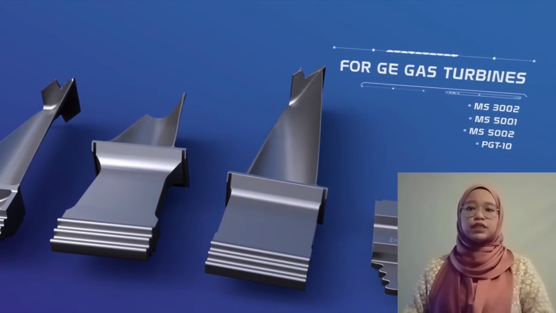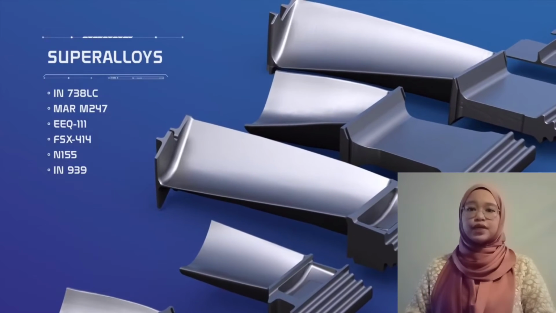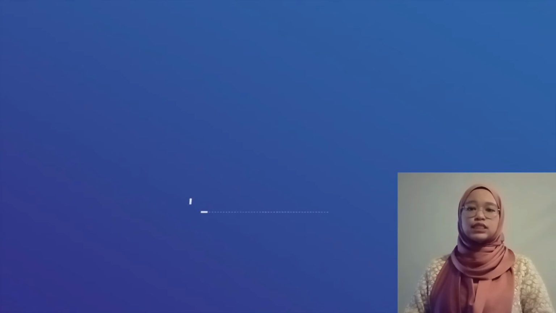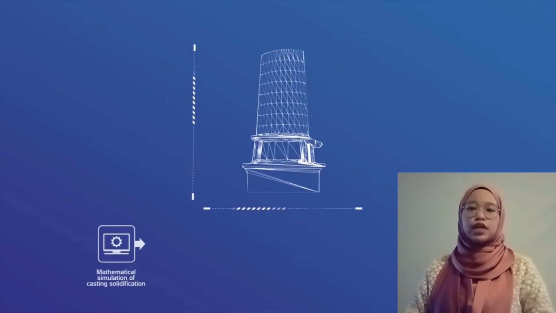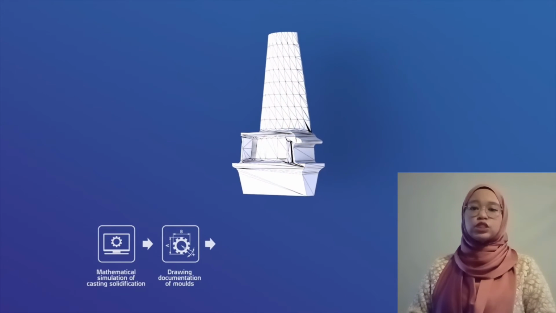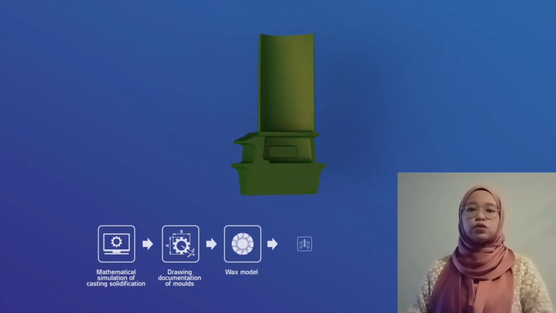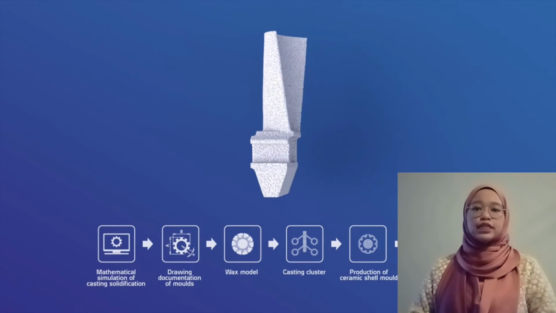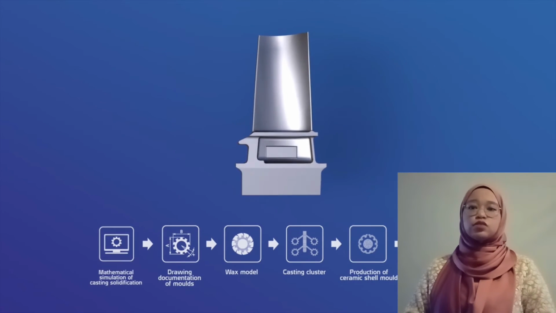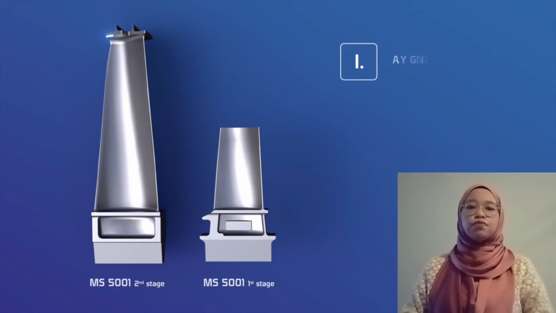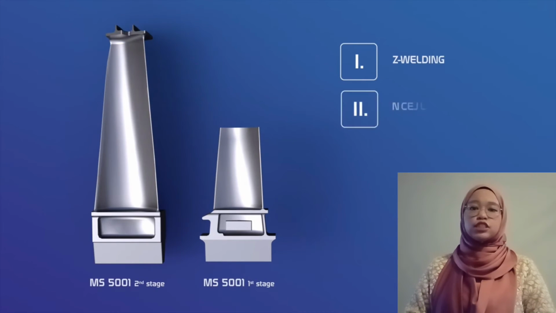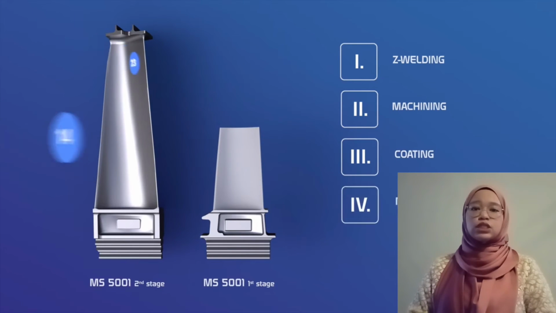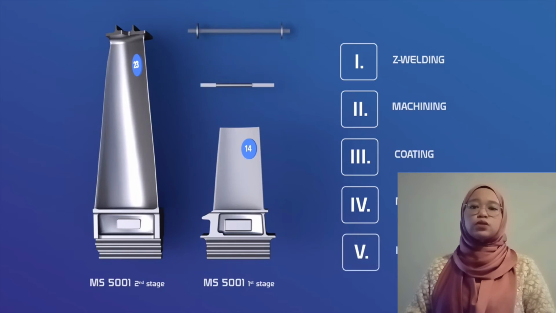Stage 1 requires mathematical simulation of casting solidification, drawing documentation of mold, wax model, casting cluster, production of ceramic shell mold, and finally casting. Stage 2 needs welding, machining, coating, moment balancing, and finally hardware installation. The operation temperature range of these components is very close to the melting point of this alloy. Investment casting is prevalent for complicated aerofoil shapes and very thin wall thicknesses with compressed clean air.